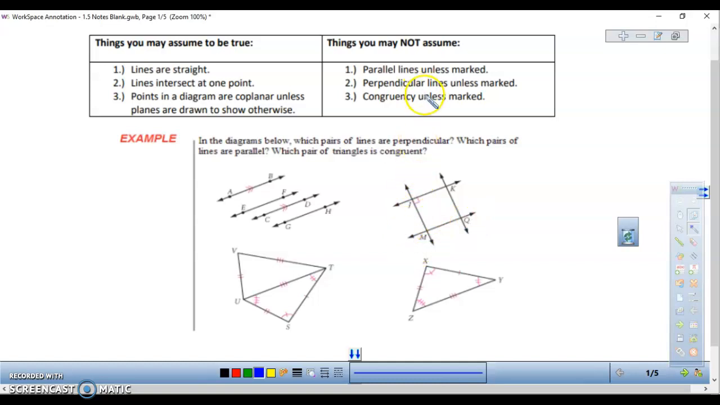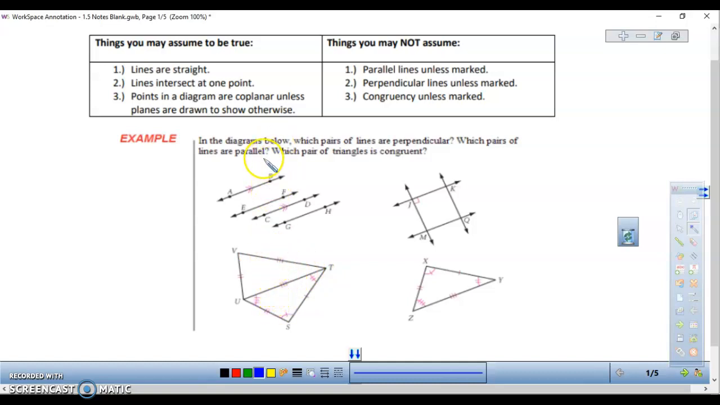And you cannot assume things are congruent. So angles or segments or polygons, you cannot assume they are congruent unless they are marked congruent with the appropriate markings, just like you see in this diagram. I know that segment UT is congruent to segment VT because they are both marked with three little congruency symbols.